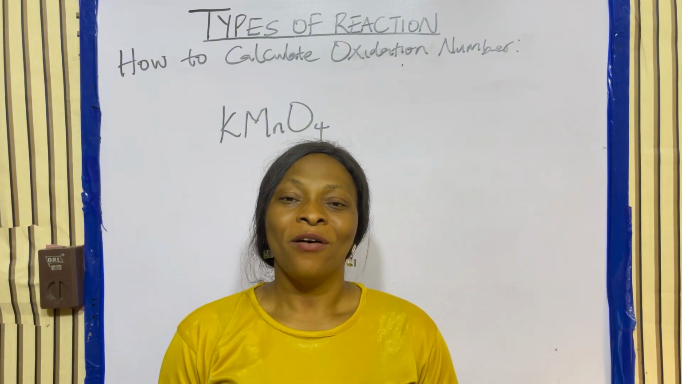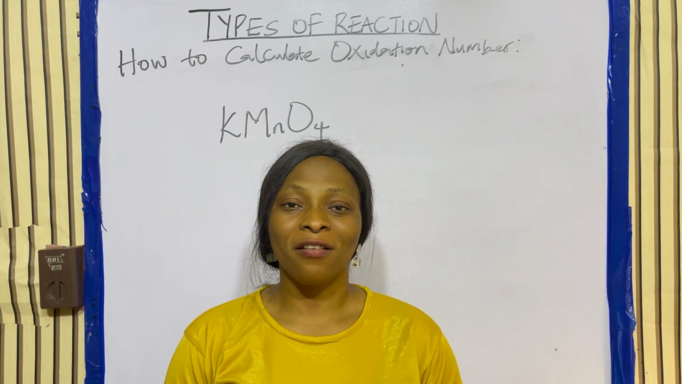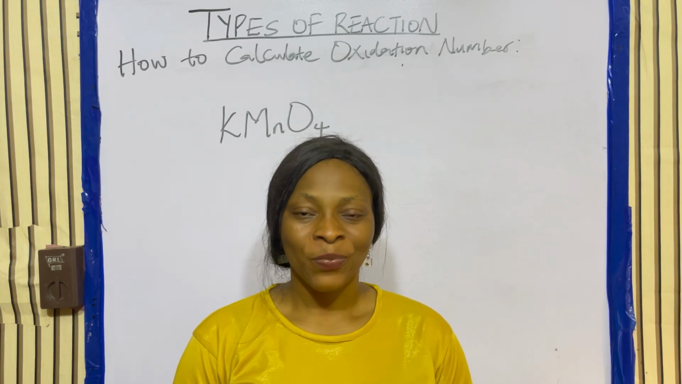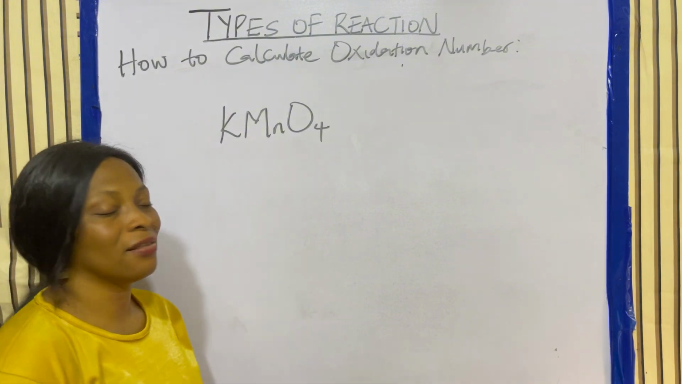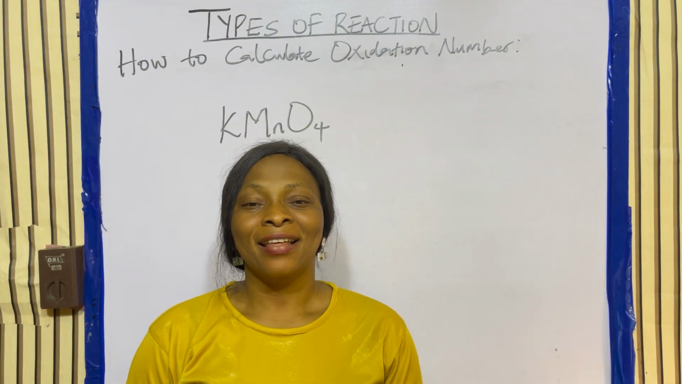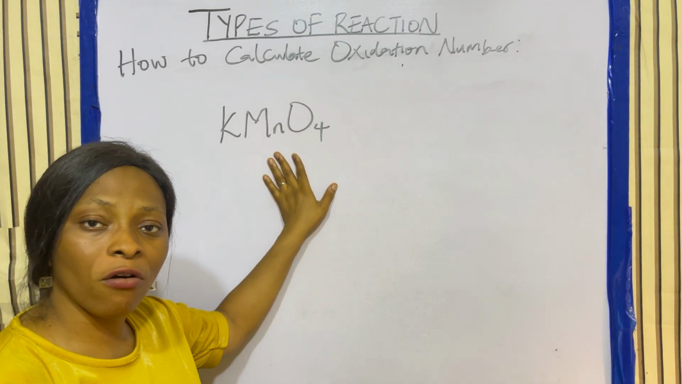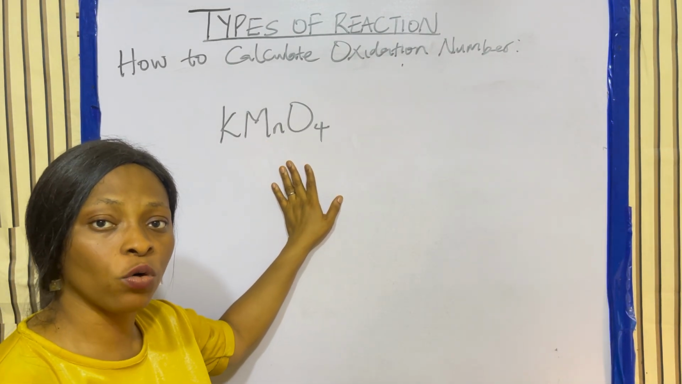So today, we are to learn how to calculate oxidation number as well as balance ionic equation. So now let's look at this. There are three things I need you to know. Number one is the sum of the oxidation number of a neutral compound is equal to 0.